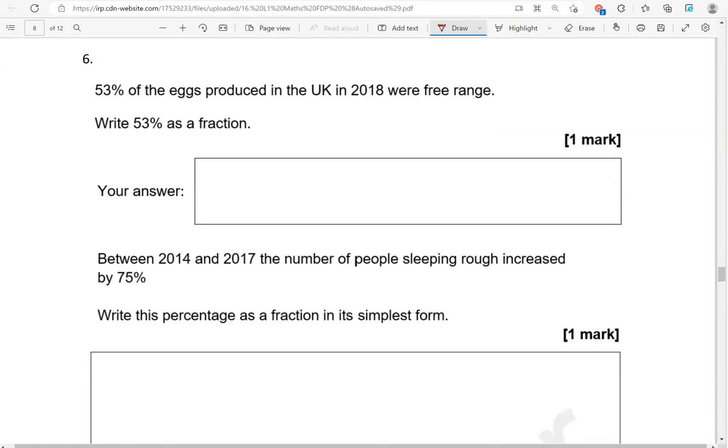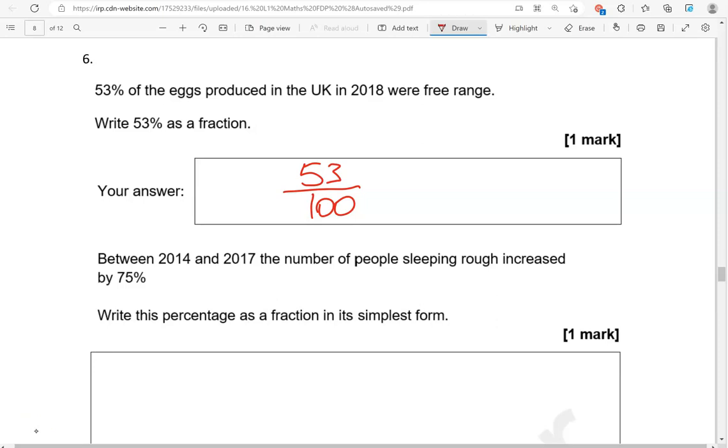53% of the eggs produced in the UK in 2018 were free range. Write 53% as a fraction. So as the name suggests, 53%, that is 53 out of 100. And that is a fraction. We don't need to simplify it. In fact, we can't even simplify it. It's in its simplest form. But even if we could, you don't need to.